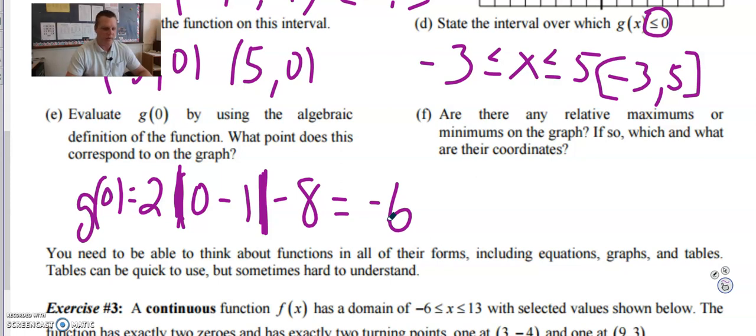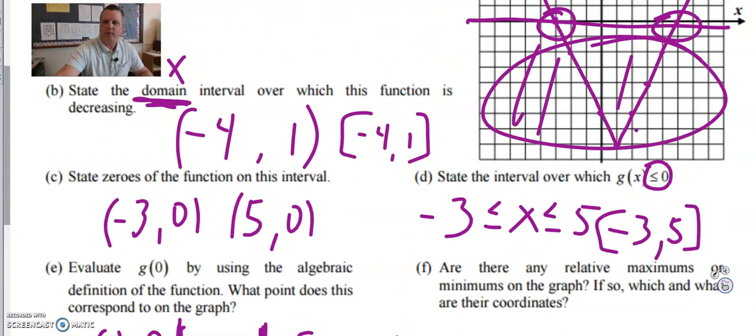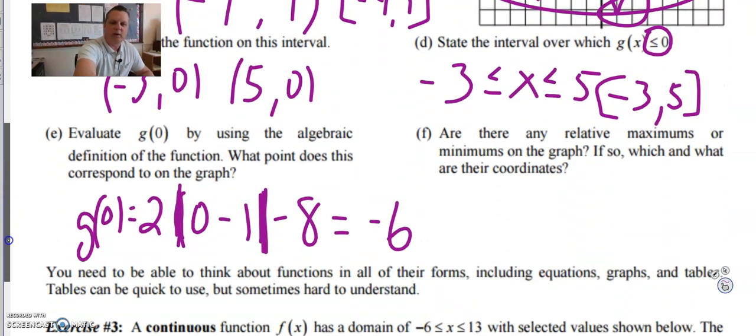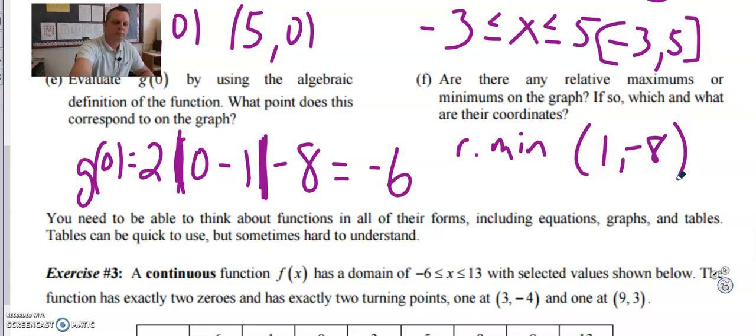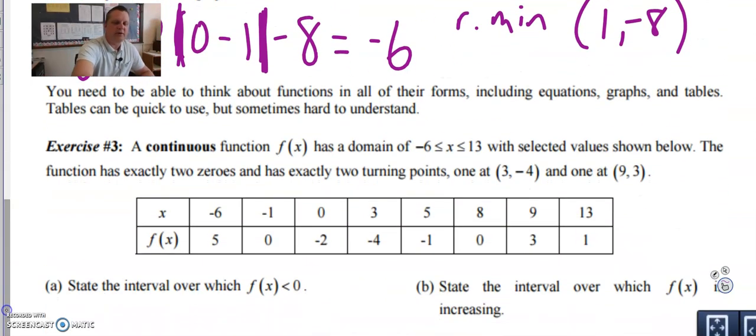Are there any relative max or mins? Remember, that's a turning point. There is only one, and that's the bottom one right here. That right there is your relative min, and that coordinate is 1, negative 8. So there's a lot of information there that you have to be able to interpret from a graph or a function that they may give you.